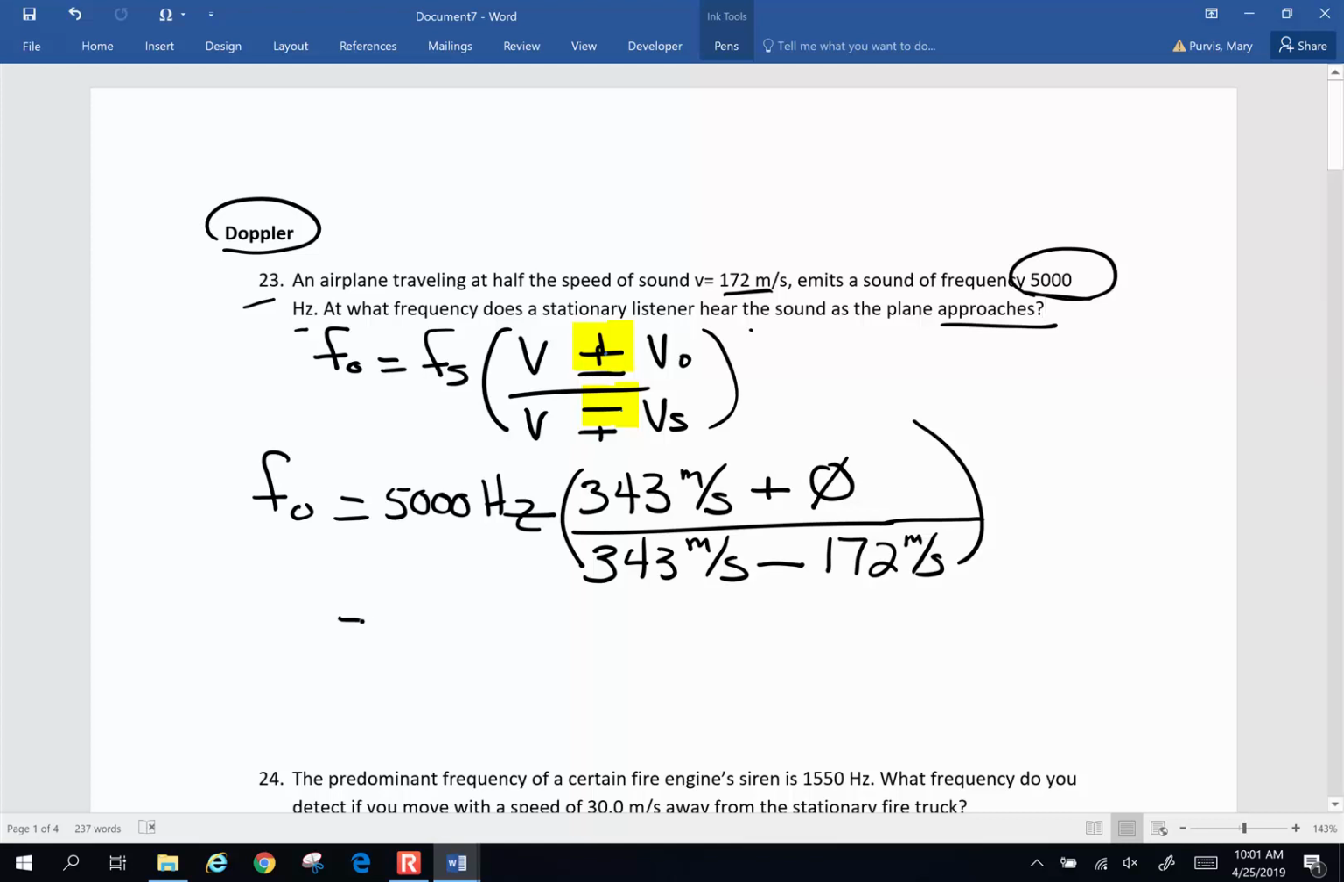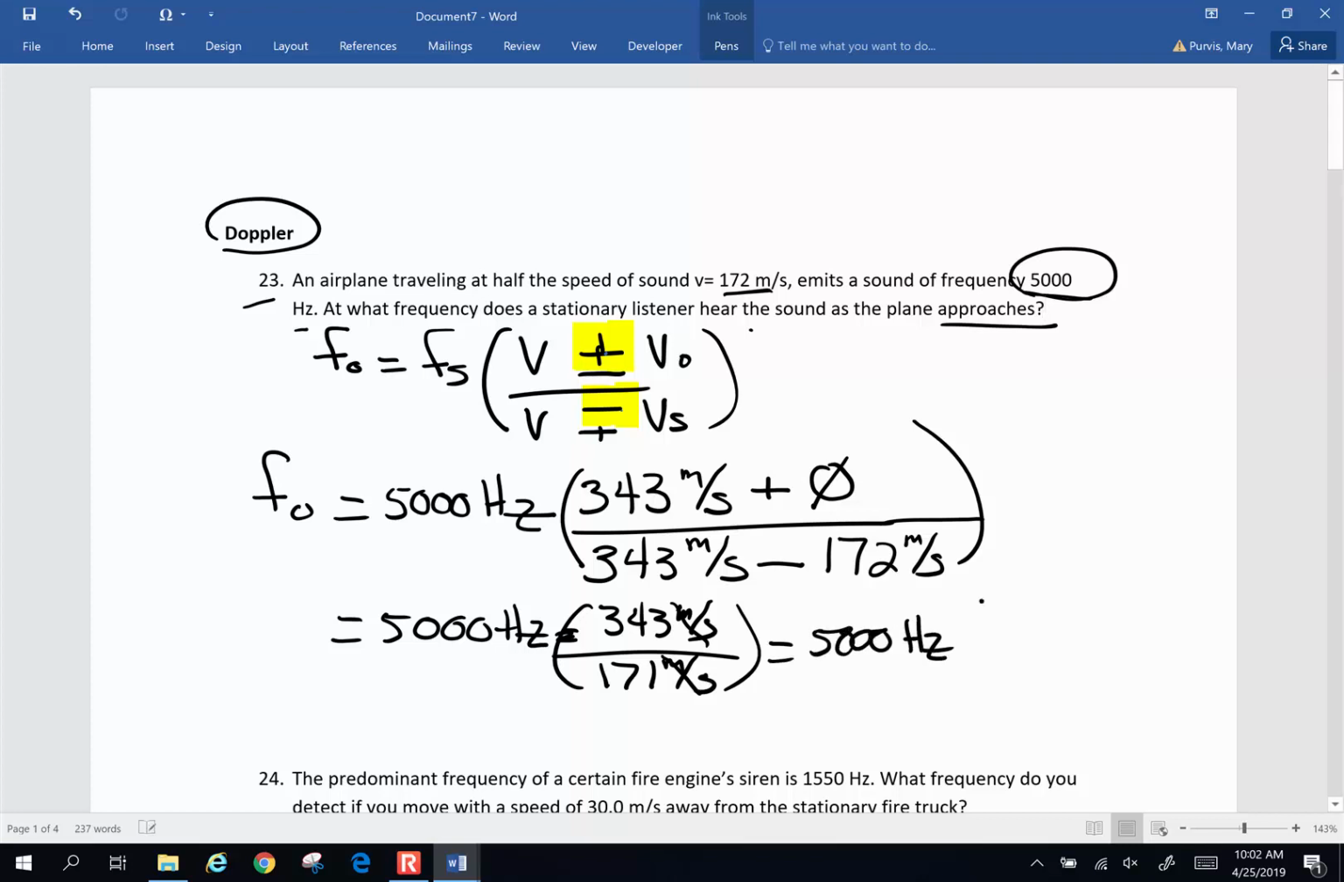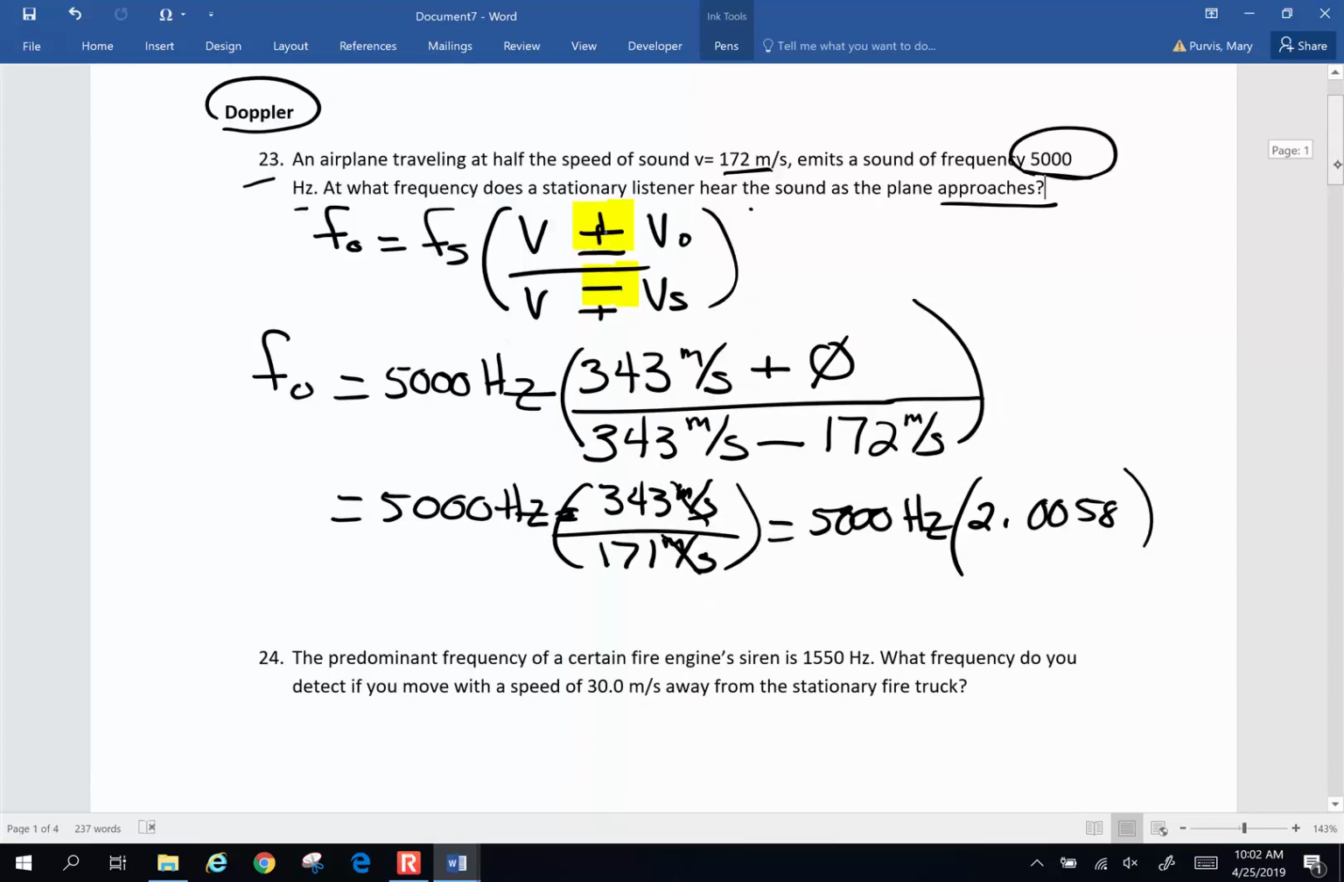You can do it all in one go in your calculator if you're good, but I want to piece this out in case somebody gets lost. So 343 on top, and down below 343 minus 172, so the bottom is 171 meters per second. These units will cancel, so I'm going to end up with 343 divided by 171. So 5,000 hertz times this fraction gives me 2.0058 and change. You can carry the numbers through till the end with sig figs.